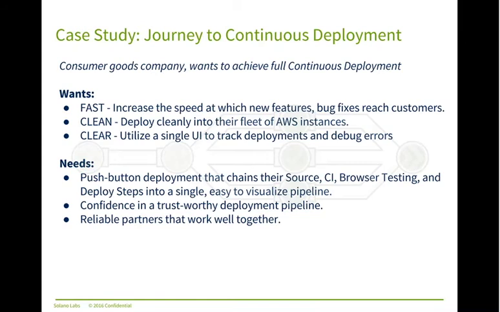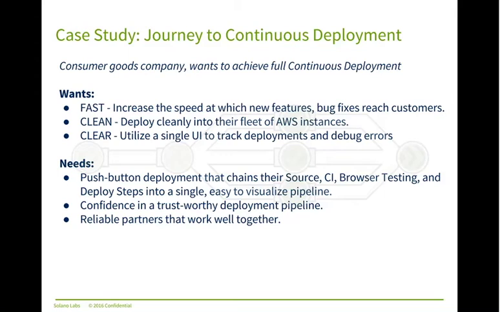So to jump in, the joint customer that we're going to be talking about is a consumer goods company, an e-commerce retailer, and what they really need is to achieve full continuous deployment for multiple reasons. First, they need speed. They need to increase the speed at which new features and bug fixes reach their customers. If a bug comes up on an e-commerce site, you need to know that the fix is verified and you need to get that fix out as soon as possible.